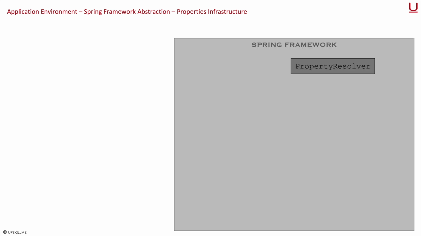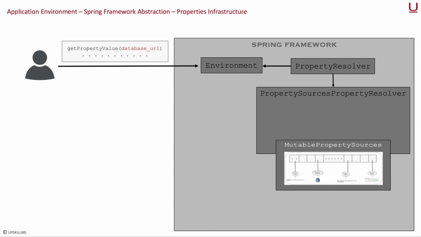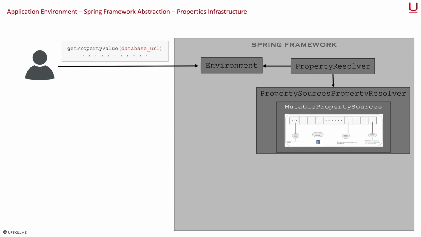Property Resolver is an interface which provides APIs for resolving properties against any property source. Spring environment interface extends from property resolver interface, thus making sure that property resolver APIs are available via the environment object. The default implementation of property resolver is property sources property resolver, which is initialized with a property sources implementation. Whenever a user requests a property, it searches within its property sources to find the property value.